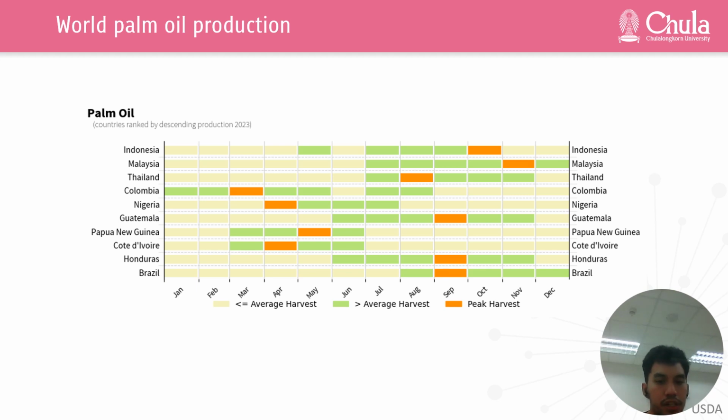Now, not only location, but different times in the year also make a difference in production, as we can see here. In the top 10 producing countries of CPO, they have different peak harvest periods. For example, in Thailand, it is in August, in Malaysia in November, and in Indonesia in October. So different location, different production, and different time of year also makes a difference in production.